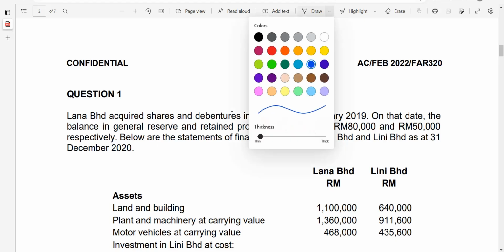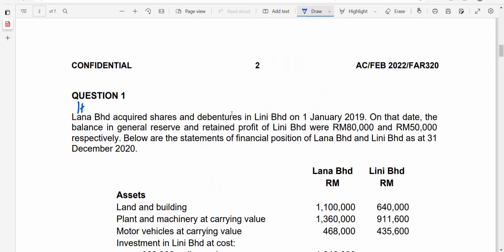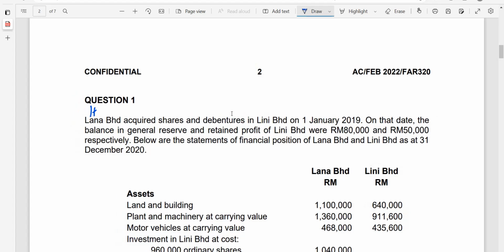So we need to identify who is the acquirer. The acquirer will be the holding company, and the acquiree is the subsidiary company. The subsidiary company here is the company called Lini, and the date of acquisition is on the 1st of January 2019. This is the date that you will calculate the goodwill, and remember you acquired shares and debentures.